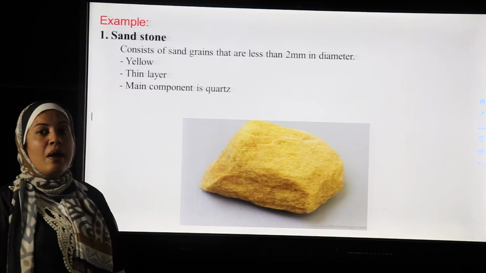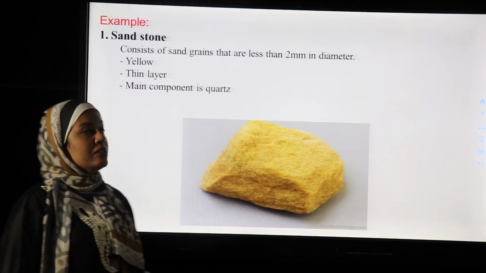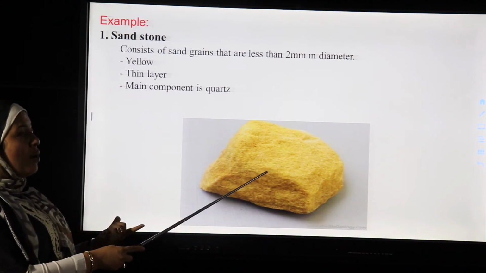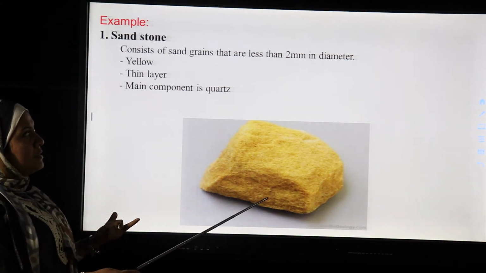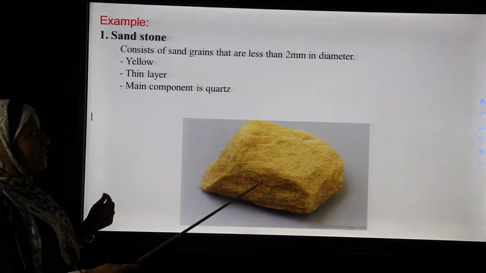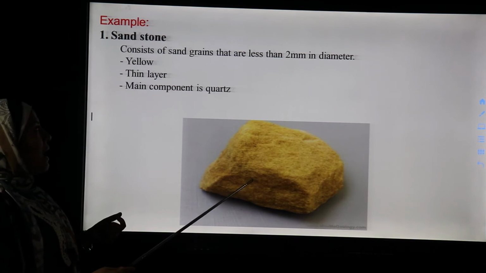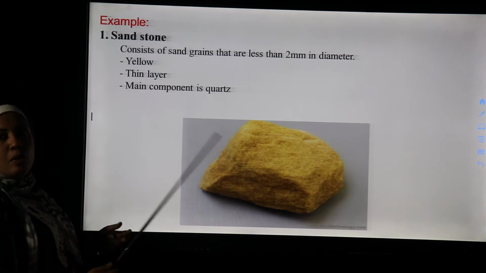Now we will talk about an example of the sedimentary rocks, like sandstone. Sandstone consists of yellow grains that are less than 2 millimeters in diameter. It's yellow, in thin layers, and has quartz as its main component.